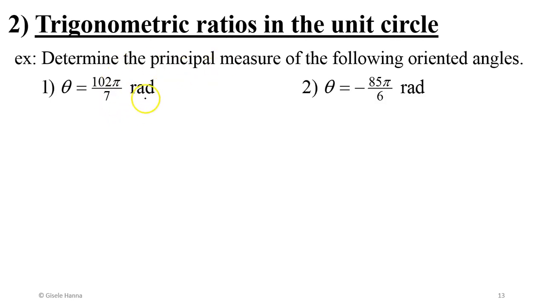Over here we're going to start with the angles that are given in radians. If we look at this first angle, I'm given this angle that is 102 pi over 7. Now this angle is clearly greater than pi, so this angle does not fall in the interval from negative pi to pi.